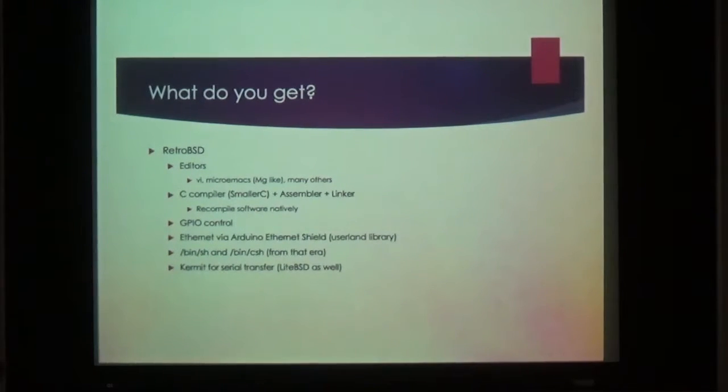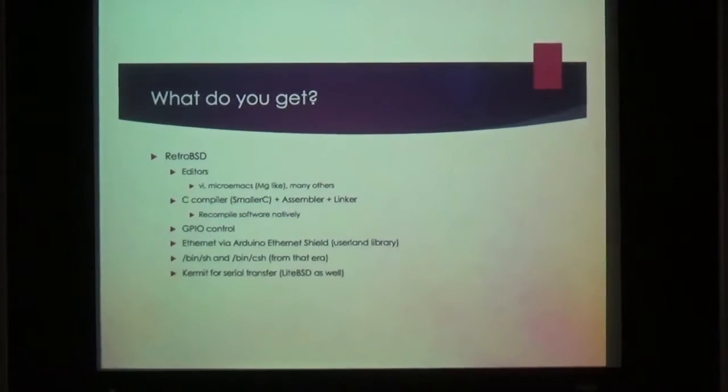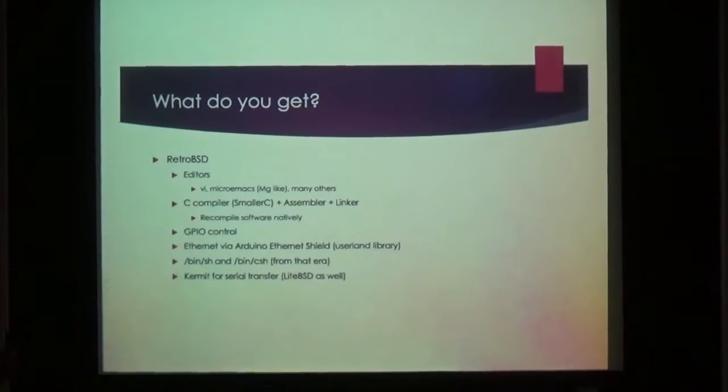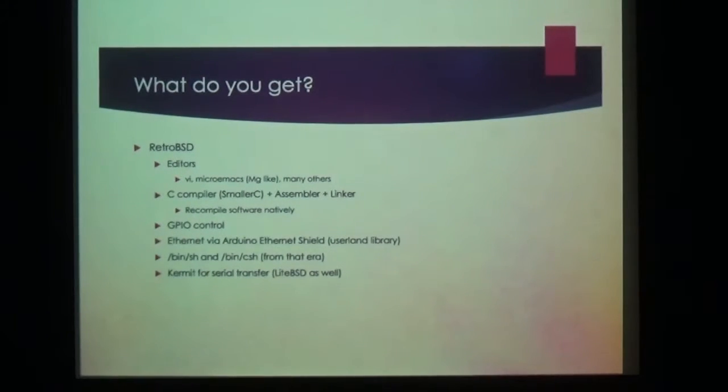You don't really get Ethernet. Ethernet's kind of fake through the Arduino shield. It's a userland library, so you have to write in something like Ethernet init if you want to make your programs use the internet. You have /bin/sh, if Steven's still here, it's actually his. It's his /bin/sh, and csh. GPIO control. We use Kermit for serial transfer on both Retro and Light BSD, because it's actually BSD licensed, so we're able to drop it in the base system and not worry about the GPL-ness of Z-modem.